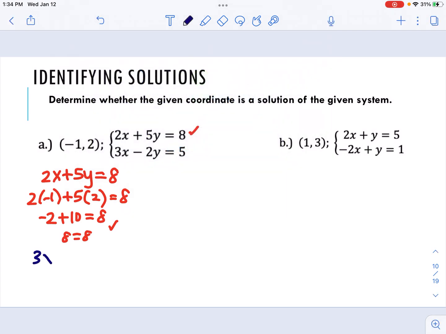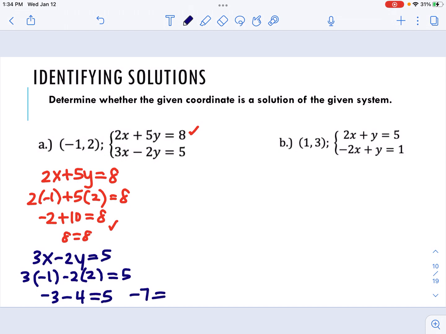So I'm going to take 3x minus 2y equals 5. I'm going to do the same thing. I'm going to plug in -1 for x and 2 for y. 3 times -1 is -3. Minus 2 times 2 is 4. Does that equal 5? Unfortunately, it does not. -7 does not equal 5. So we can say no, -1, 2 is not a solution.